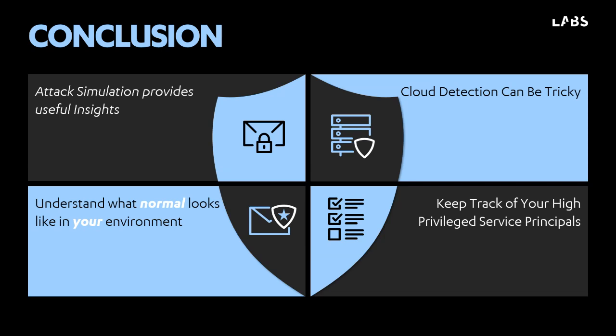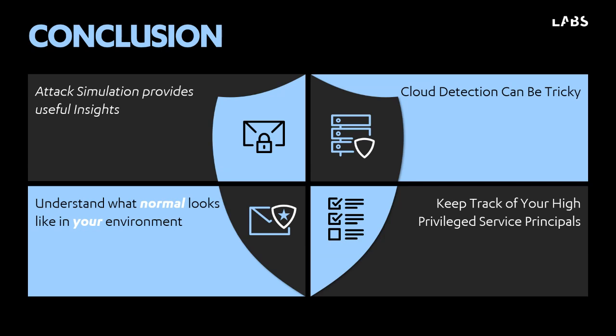Secondly, cloud detection can be tricky. So you'll notice in all the log sources, there was no clear sign of the tool that we used. It was all just legitimate operations that we're performing. So individually, it might be quite difficult, if not impossible in most cases, to spot malicious activity from one event. So you likely need to group multiple events together to get some context of what the actor was doing.